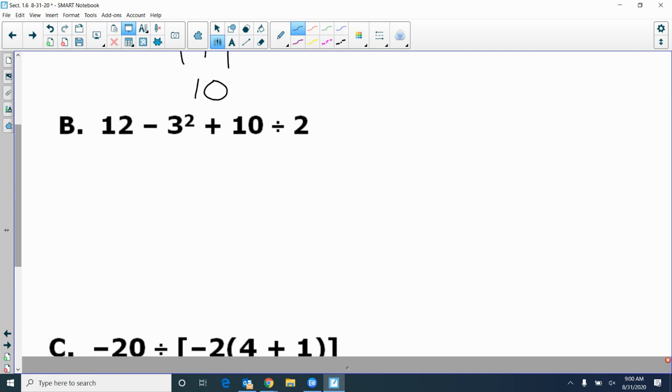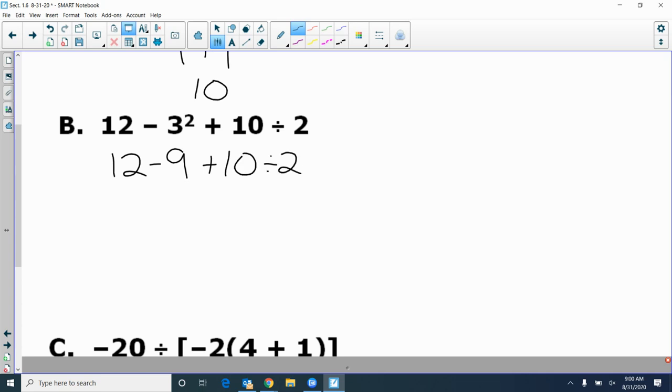So the first thing I need to do, evaluate powers. That's an exponent. This means 3 times 3. It does not mean 3 times 2, okay? You will make that mistake, I promise you. Do not do 3 times 2, Preston. All right, it's 3 times 3, it becomes 9. Bring down everything else.